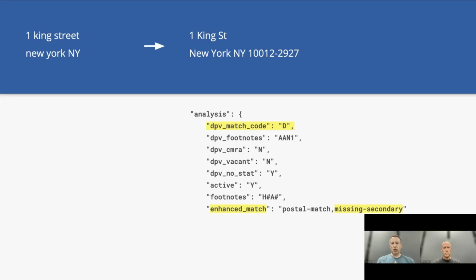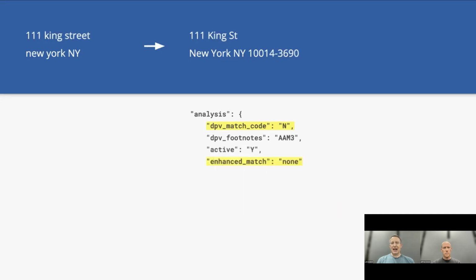Speaking of DPV match code of N, let's move to this next one. Before I do, notice I put in 1 King Street. That's the address we've been looking at. For this next one, I contrived a house number. I've made up this 111 King Street. It doesn't actually exist. Of course, King Street does, but there's no 111. So now the DPV match code is shown as N. Remember, this is specific to USPS. So the N here means this is not in the USPS data, right? The address is still standardized, as you see.